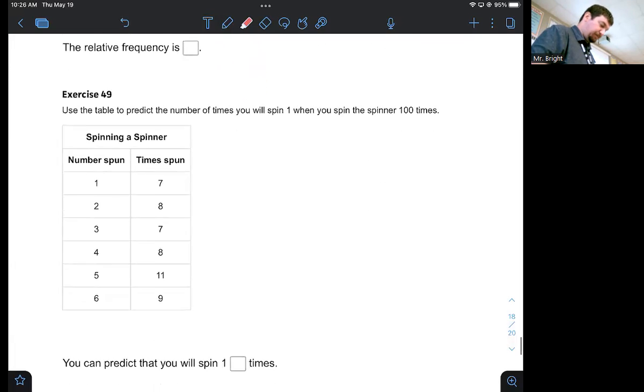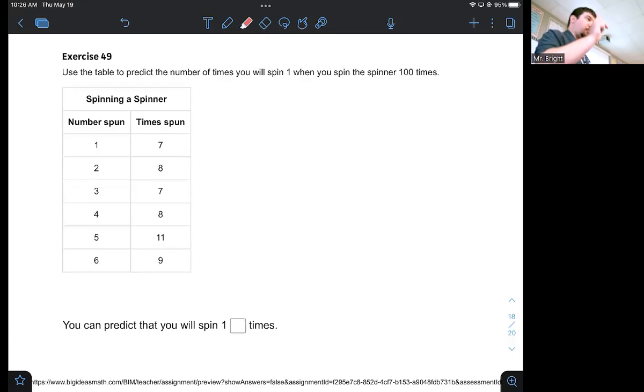Number 49. Use the table to predict. Now, we're not doing probability right now. We're predicting. We're going to use a probability, but we're going to get an answer that's a prediction, a number of times. It's not going to be a fraction answer this time. Predict the number of times you would spin a 1 if you spin the spinner 100 times. Now, if this was based off of theoretical probability, and I'm assuming that the spinner has 6 equal sized sections, I would say that 1/6 of the time, you're going to spin that number 1.